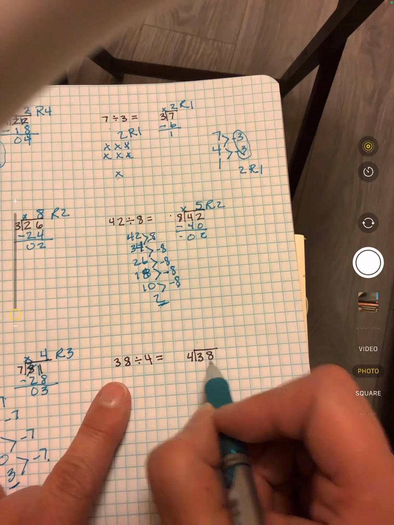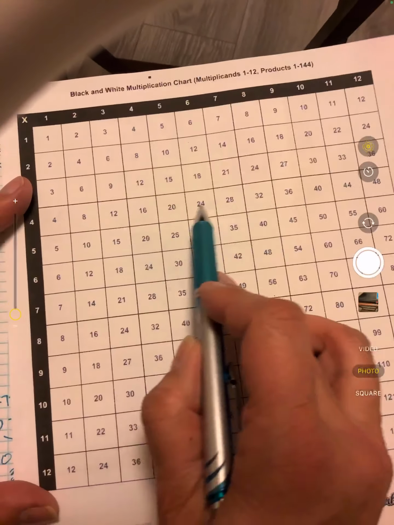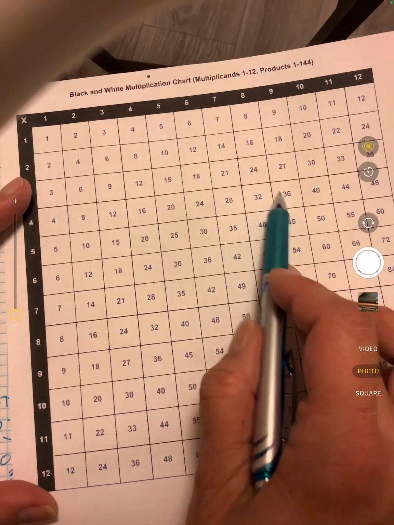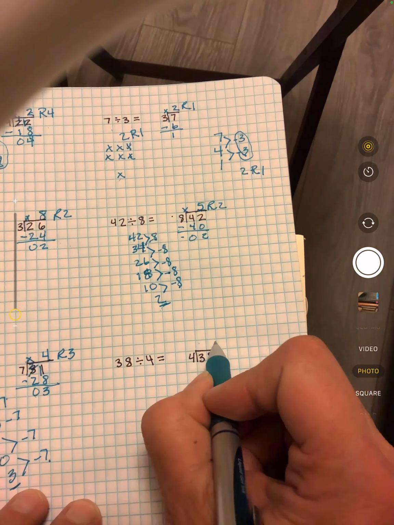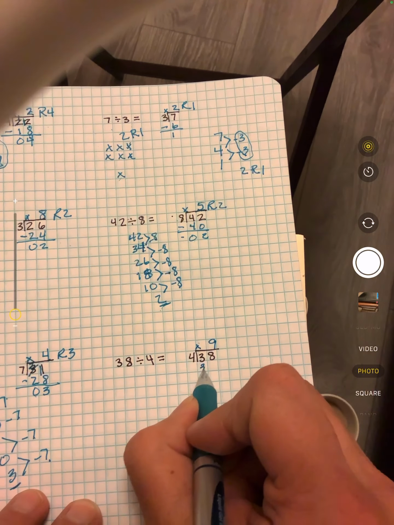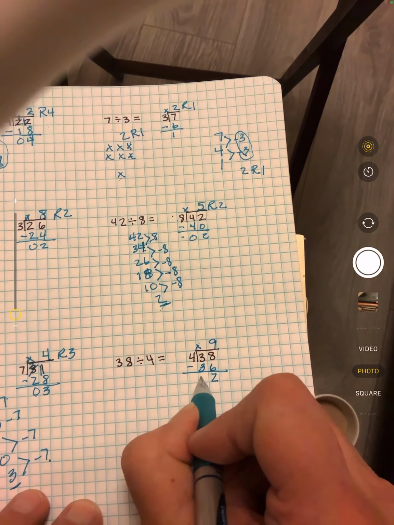Okay? 38 divided by 4. Go across your 4s. 32, 36, 40 is too high, so we're going to go with 36. That would be 9 times. Okay, 9 times 4 is 36, and we subtract, and we have a remainder of 2.